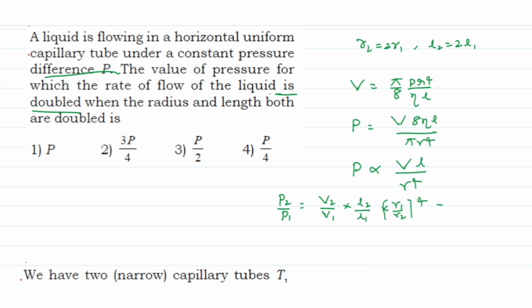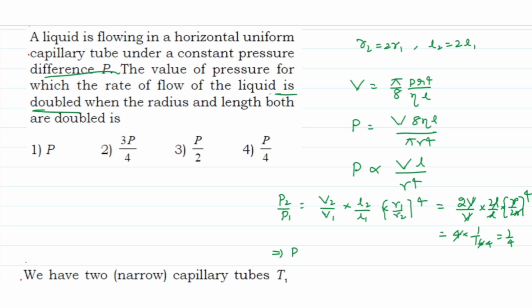V2 by V1 is nothing but the rate of flow of the liquid, which is doubled here. In the second case the volume becomes double, given initial volume V; length has been doubled, 2L by L; radius becomes 2R, so R by 2R whole power 4. Here you have to cancel length and volumes, R and R. Then 2 power 4 is 16. So 2 into 2 is 4, then 4 into 1 by 16 becomes 1 by 4. This is 1 by 4 we will be getting.